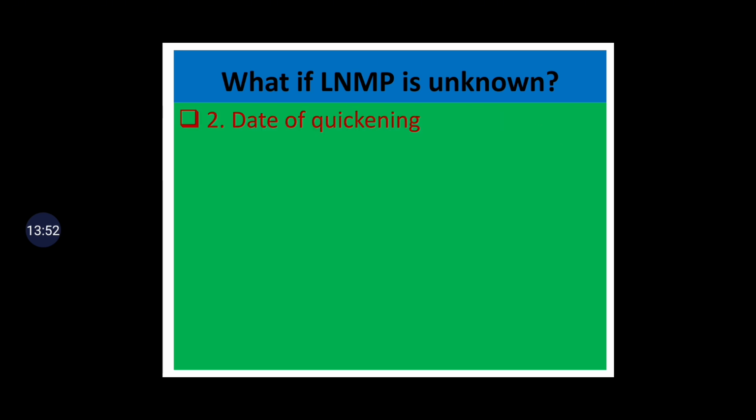The other method of pregnancy dating for unknown last normal menstrual period is date of quickening.